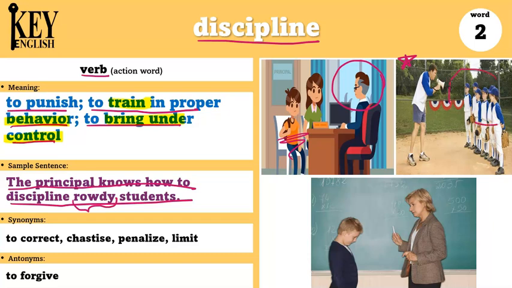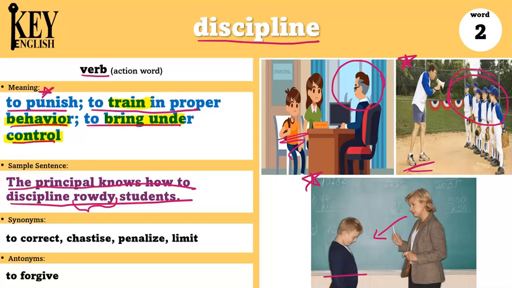So maybe these players were late to the practice and the coach decided to punish them or to teach them what happens when they do something like being late. And he might be able to discipline them by having them run around the field. So that is discipline. And another example would be, the teacher had to discipline the student for bad behavior. So maybe the teacher had to bring him under control. He was having bad behavior, so she had to calm him down.